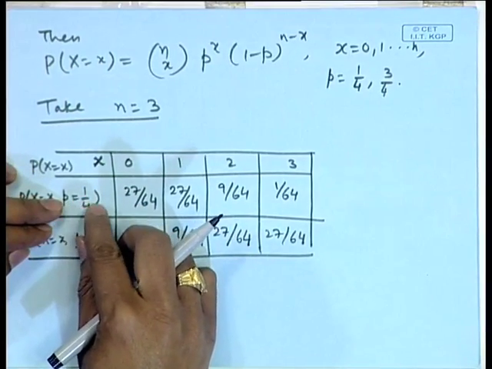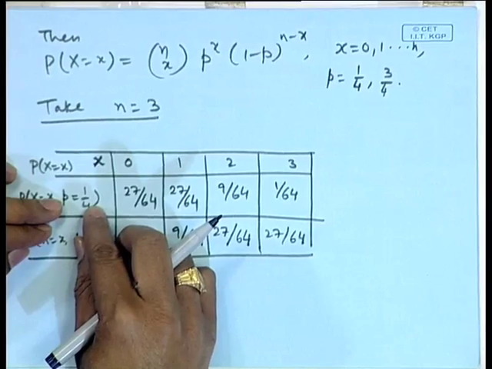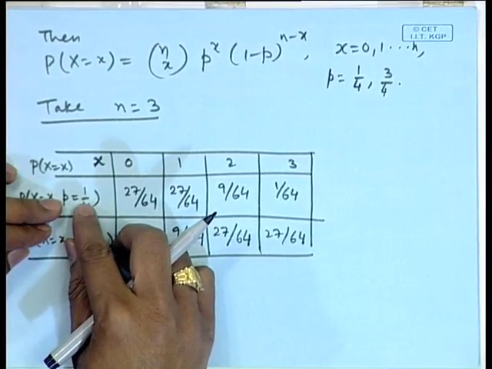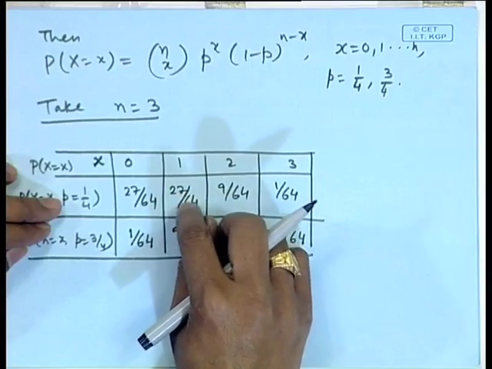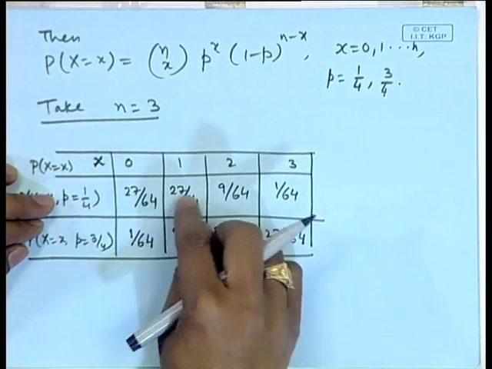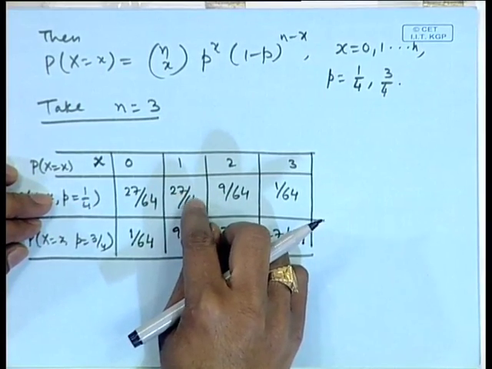That means p is equal to 1 by 4 is the likely value, or you can say the most likely value. Similarly, when x equal to 1, then corresponding to p is equal to 1 by 4, you have a higher probability. That means it is more likely that the number of black balls is less in the urn, because 3 times you have drawn and you are getting only either none or one black ball.